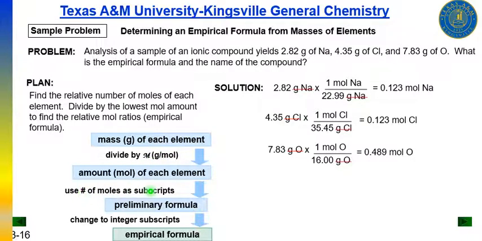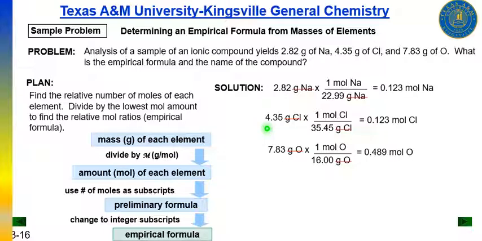And then you use the number of moles as the subscripts to determine a preliminary formula. And then you change the number of moles into positive integers, whole numbers, to determine the empirical formula. If necessary, determine the molecular formula. Our solution: convert the mass into moles. So you have your sodium 2.82 simply divided by its atomic mass. 1 mole of sodium equals 22.99 grams of sodium. The moles of sodium is 0.123.